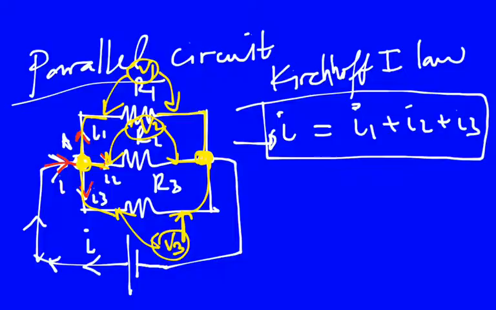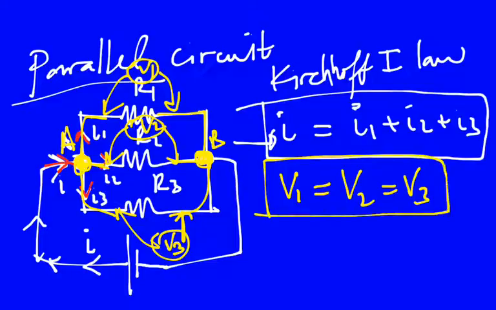So let me repeat again. If R1, R2 and R3 are connected to the same points here, points A and B, then their voltage differences are the same, or we can write that V1 equals V2 equals V3. So this is the second thing that is also very important in the parallel circuit, basically saying that in parallel resistors their voltage differences are the same. So remember these 2 important concepts.